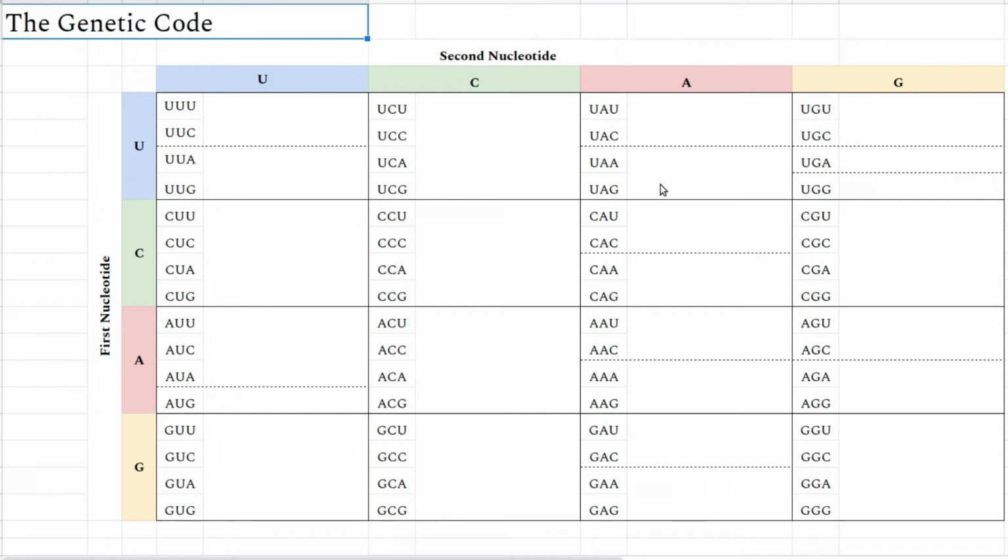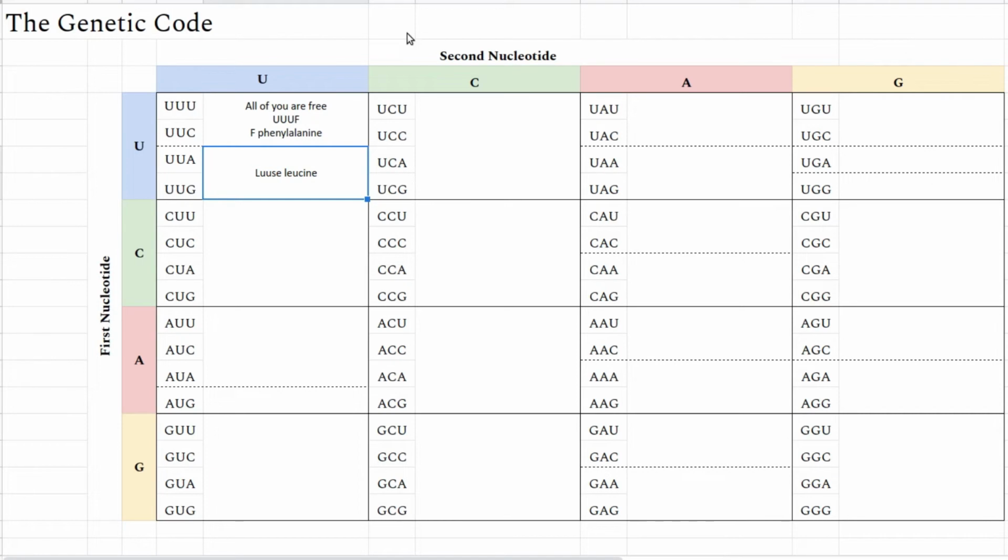Let's start at the top left with our first mnemonic, which is "You are all free." UUU codes for phenylalanine, whose letter code is F. This is a half block, so keep in mind that UUC is the same as UUU. The other UU half block is loose leucine.